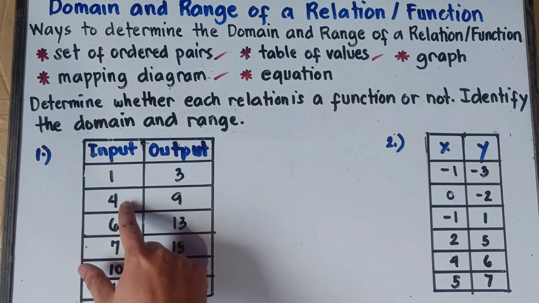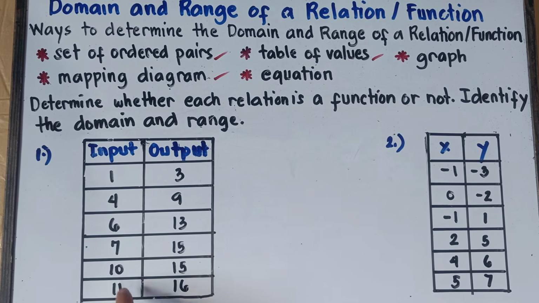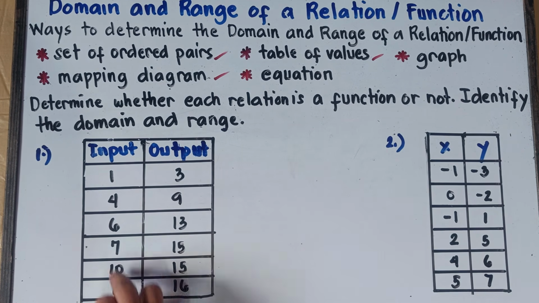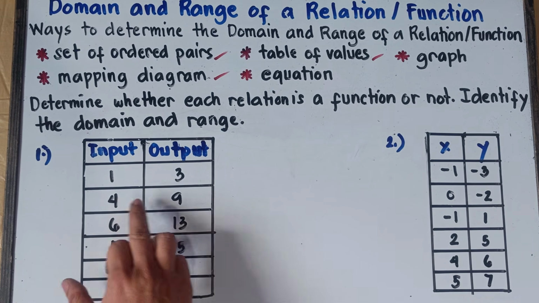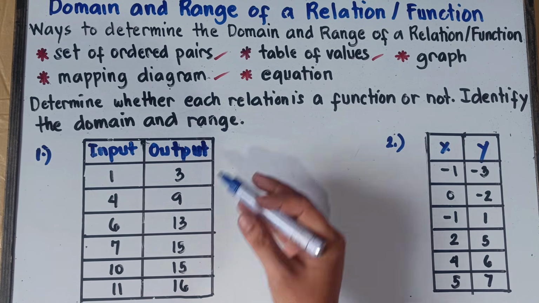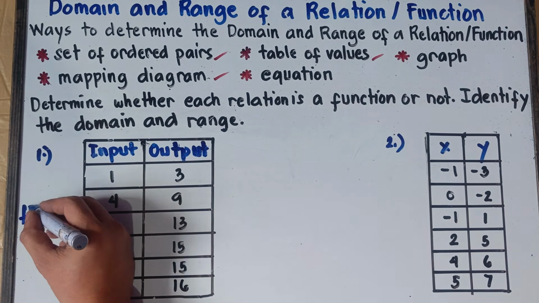So we have 1, 4, 6, 7, 10, 11, different numbers. The input, class, is not repeating. Therefore, class, automatically, this will be a function. Once again, class, with regards to example number 1, the input corresponds to exactly one output. Therefore, class, this will be a function. Alright, so number 1, this will be a function.